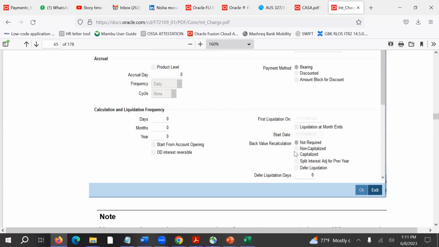Okay. It will not be applicable for the existing accounts, right? No, existing accounts also.